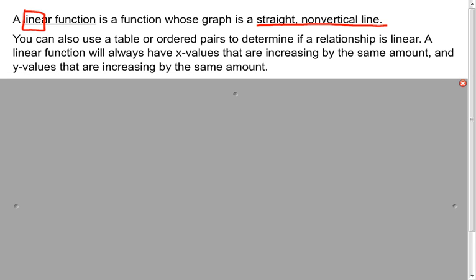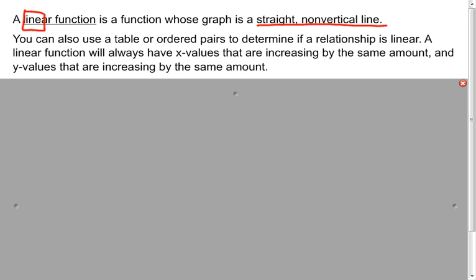There's another way that you can tell if a function is linear or not. We talked about it in the last lesson in section 1. You can use a table or ordered pairs to determine if a relationship is linear. Remember in the last section we said that if something is a straight line, the x values will all change by the same amount, and the y values will all change by the same amount. This is saying the same thing.